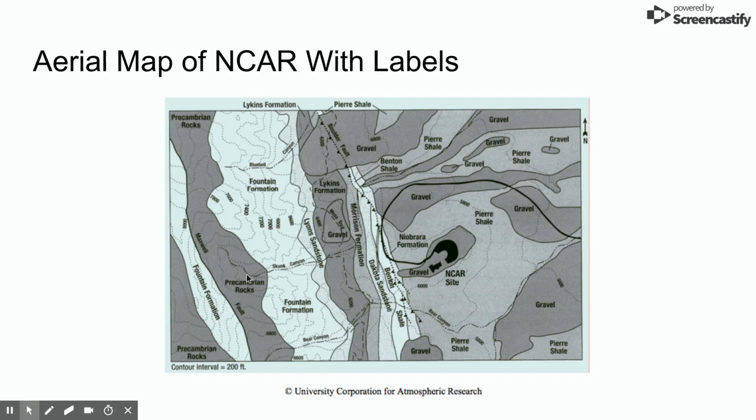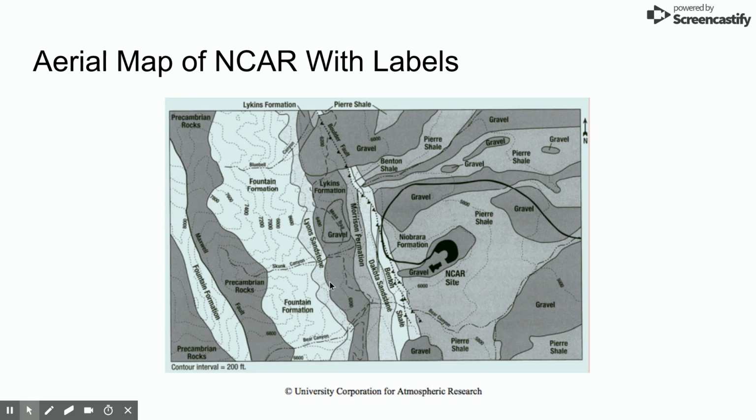We didn't quite get up into the Precambrian rocks. This is some of the stuff that's more igneous rocks, so we didn't quite get up to that. We saw some of the boulders that had come down from it, but we ended up ending in this fountain formation area right here. And so we went across a ton of different types of material.